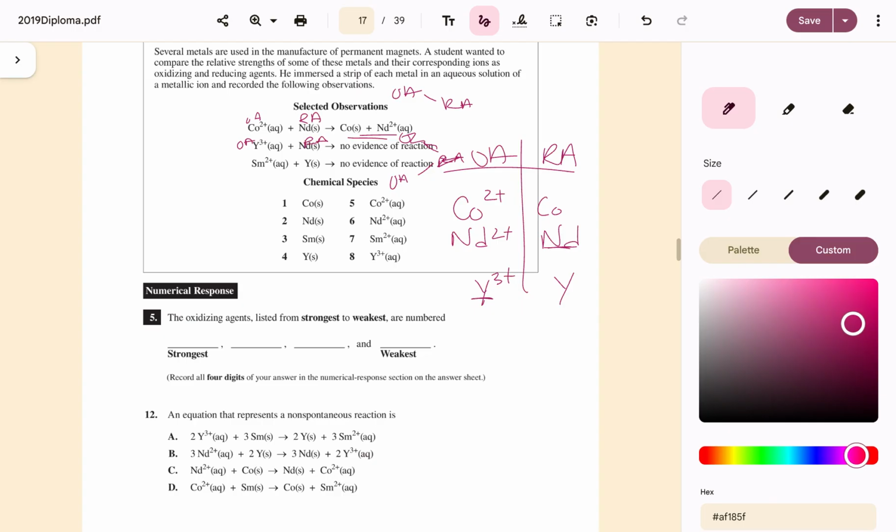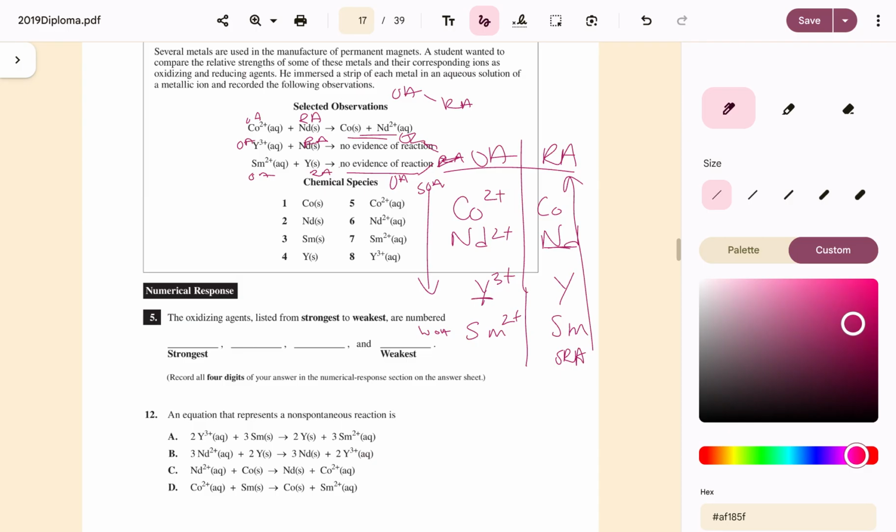And then lastly, no evidence of the reaction, and we have the same OA and an RA. Your RA is already placed, so your OA has to be lower than that. And we can say that's SM, and now we're done. Now that it looks like page 7, just without electrons, your strongest OA is top left. As it goes down, it gets weaker. And your strongest RA is bottom right, and as it goes up, it gets weaker.